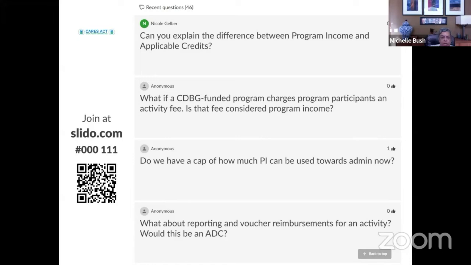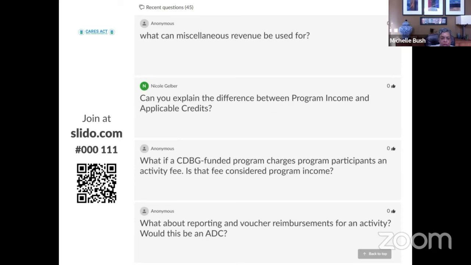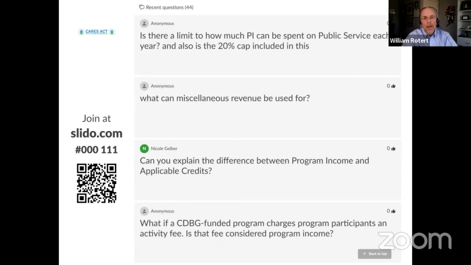Okay. Do we have a cap of how much PI, program income, can be used towards admin now? Again, that cap is the same as your regular CDBG. It's the 20%. Correct. Admin and planning. Yes. Okay. I think I answered what about reporting and voucher reimbursement. I'm going to go back up to the top. What can miscellaneous revenue be used for? It's the broadest based source of funding you can have. You can use it for pretty much anything you would like. You're not subject to the normal CDBG eligibility and national objectives requirements.